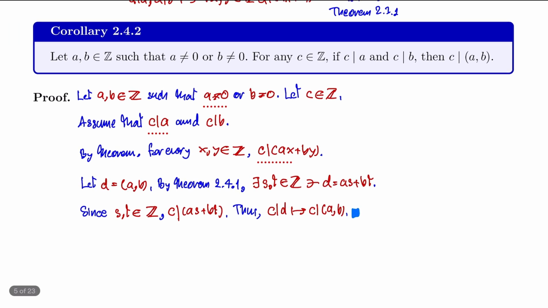Okay, so if you have a common divisor of a and b, that common divisor must divide the greatest common divisor of a and b.